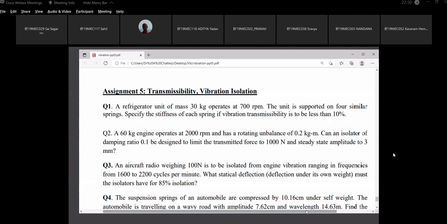3,663 Newton per meter. 3,600. But Sahil, you got 36,000 or 3,600? 3600. Then that is okay. So each spring stiffness should be 3,600.